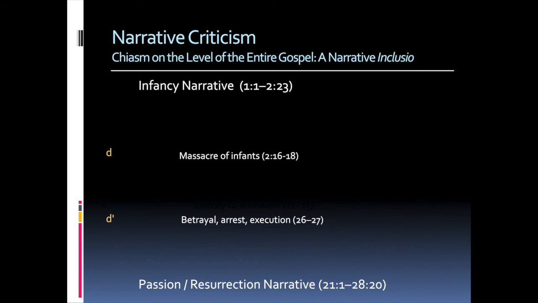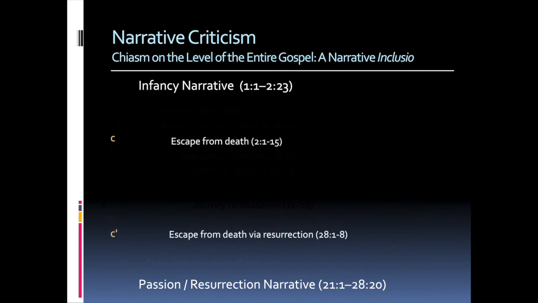We have a massacre of infants that Jesus barely survives in the infancy story, which is matched in the passion narrative with the actual massacre or execution of Jesus. It actually happens at this point in the story. Now, before that, in the infancy, Jesus escapes from death because the angel appears to Joseph and they get word in time and they're able to escape to safety in Egypt. There is also a kind of escape or victory over the threat that we get in this gospel in the resurrection. The death is not the end. There is a kind of escape or defeat of it in this gospel.